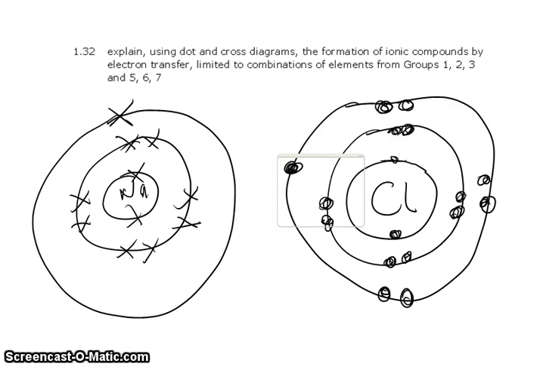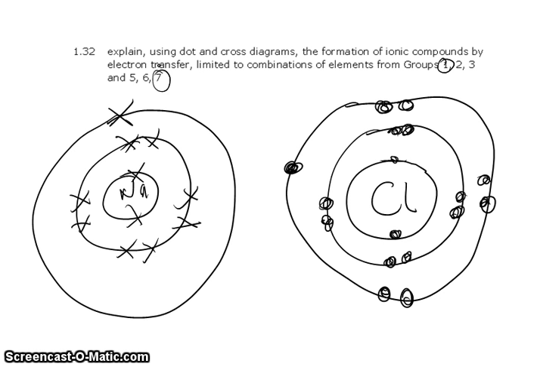Okay, so explain using dot and cross diagrams the formation of ionic compounds by electron transfer, limited to combinations of groups 1, 2, 3, and 5, 6, and 7. So the most simplest is a combination of 1 and 7. Let's look at that one initially, and it's the most common example looked at, which is the example of sodium and chlorine to make sodium chloride.